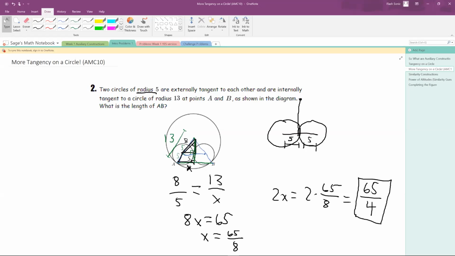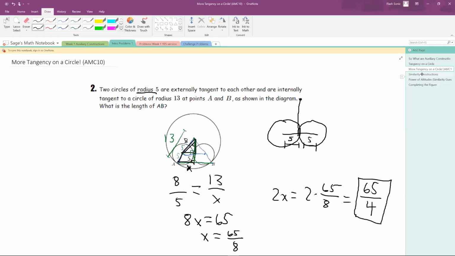Yeah. Any other questions? Which problem is this on the AMC 10? I can't actually remember. I think it was somewhere around 15 or 16. Yeah. All right. So it doesn't look like there's any other questions.